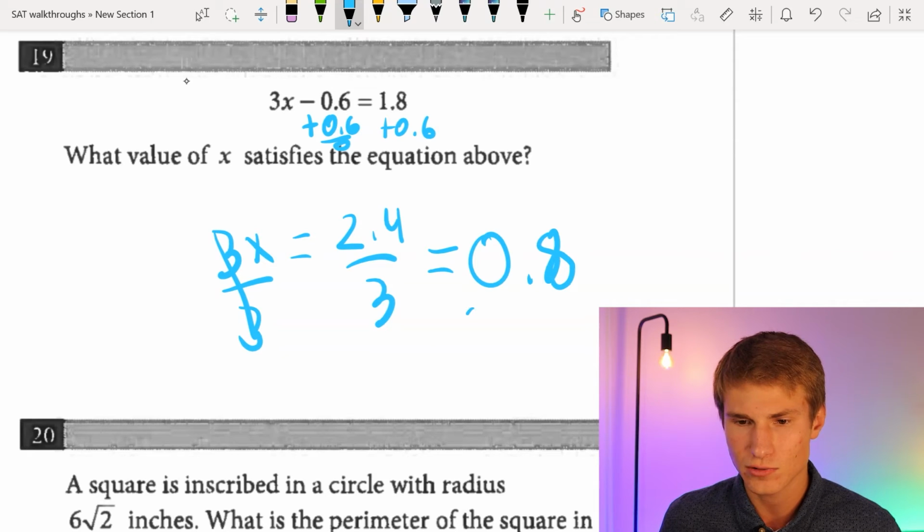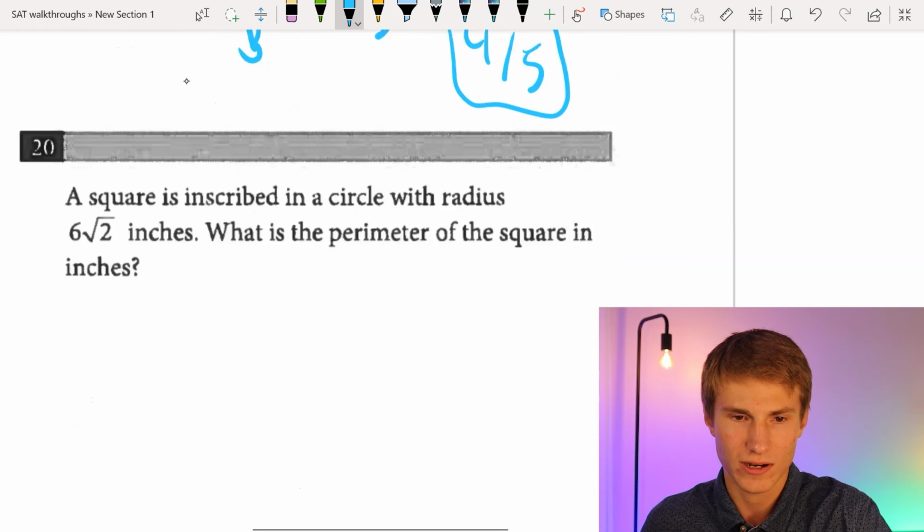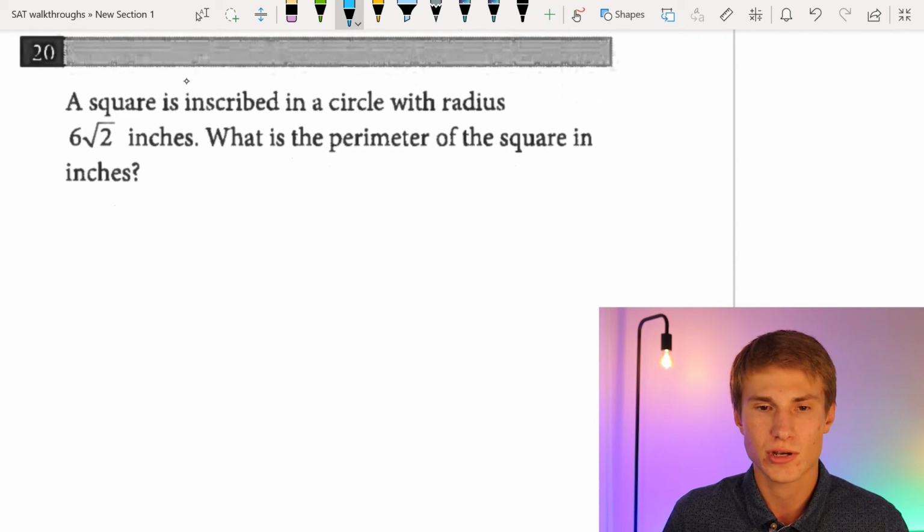Okay, you could do 0.8. You could also write it as 4 over 5. Either answer choice would be correct. And then now we can go and move on to number 20. So number 20 is probably one of the most difficult on this section, but I'm going to show you how you can solve it pretty easy.